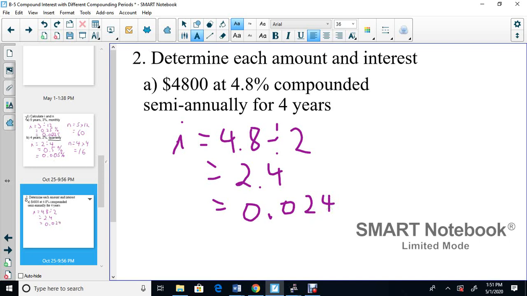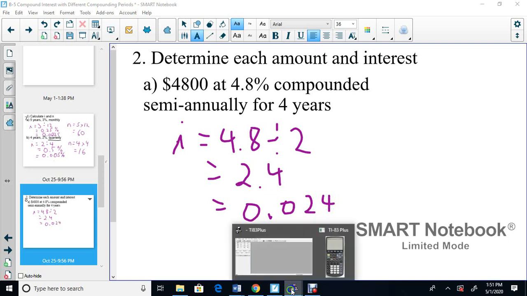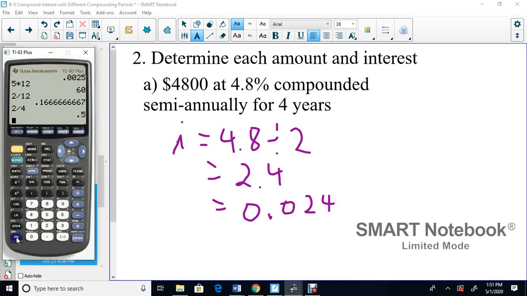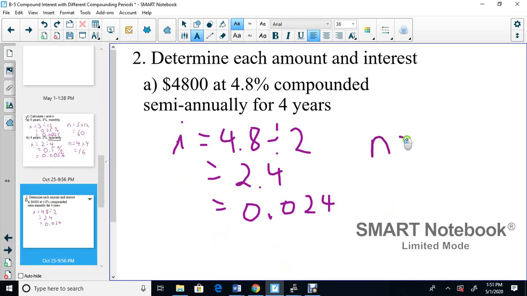0.01224. Let's just double check that on a calculator. I think I'm right, but let's take a look here. So first, 4.8 divided by 2, 2.4, and then divided by 100. And our interest is 0.024. Okay, and you do the opposite. N is 4 times 2, so here it's 8.